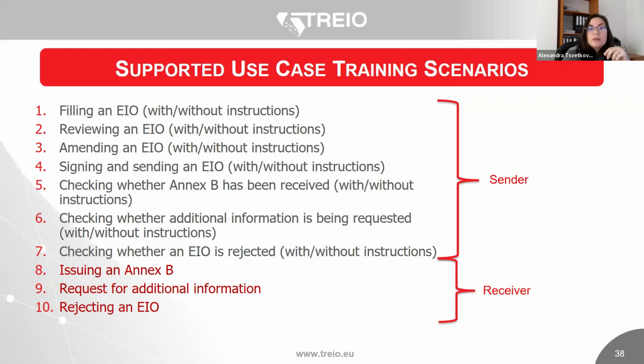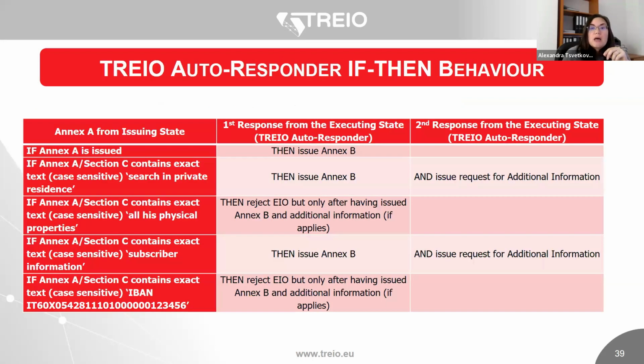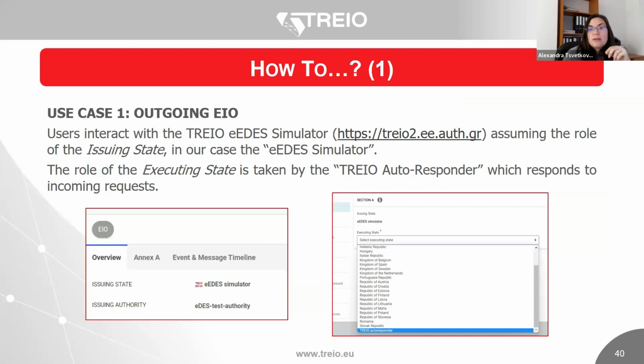For example, number 5 is checking whether Annex B has been received. This is an explicit exercise that triggers explicit feedback from the autoresponder. How does this work in reality? So if you have an exercise where you exercise outgoing EIO, so you are the sender of the EIO, you log in to the simulator, and then you assume the role of the issuing state. The role of the executing state is played by the TREIO autoresponder.